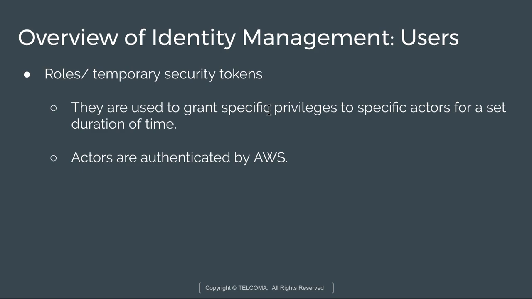When one of these actors assumes a role, AWS provides the actor with a temporary security token from the AWS Security Token Service, STS, that the actor can use to access AWS cloud services. That means we are giving the actor a token, and with the help of that security token, it can access the cloud service. Now, what is the lifetime of the token? It is from 15 minutes to 36 hours.